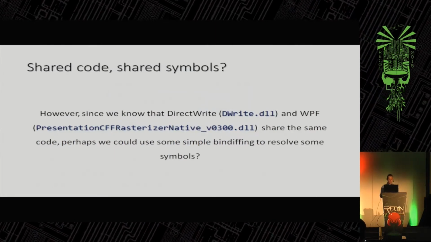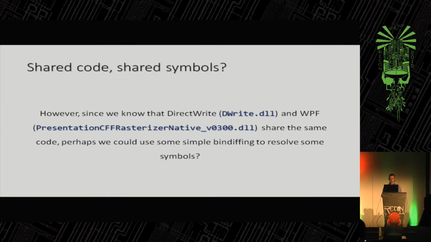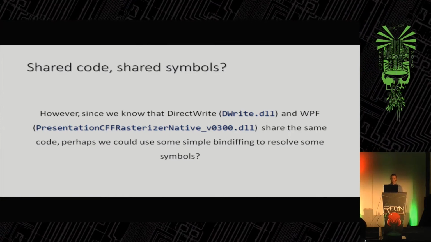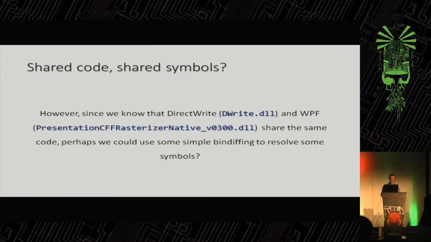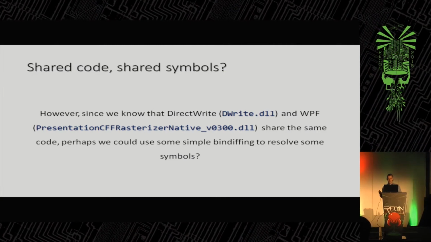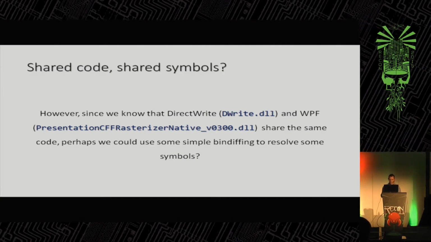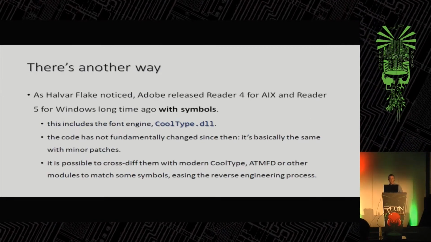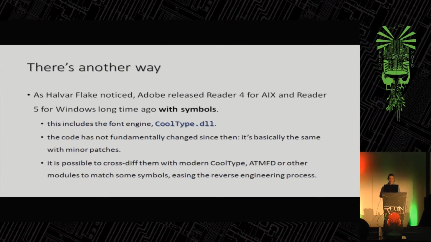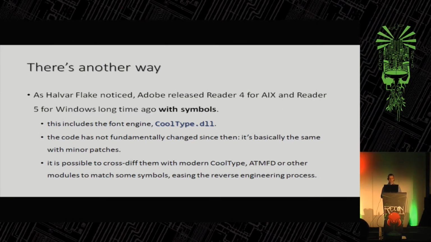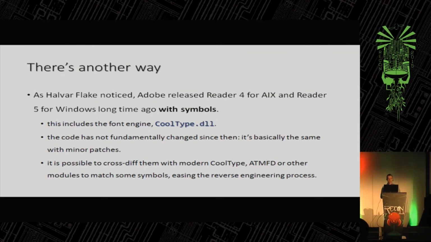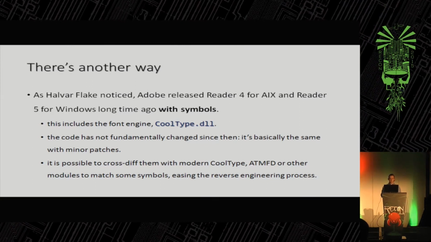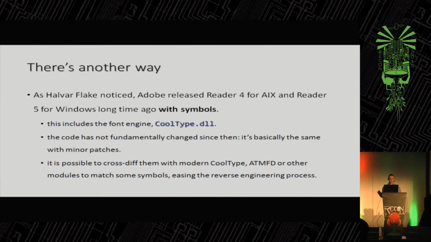But if we think about it, and if we recall that there are shared code bases, maybe we can actually take advantage of the fact that DirectWrite and Windows Presentation Foundation share the same code. So maybe we could see what the symbols are in those libraries, and then in some way put them to work with ATMFD. And it's definitely possible. We can do it with some functions, but there's another very interesting way, which is something that Halvar Flake noticed. And the thing is that Adobe, some long time ago, actually released some builds of Reader with debug symbols enabled. It was Reader 4 for AIX and Reader 5 for Windows.